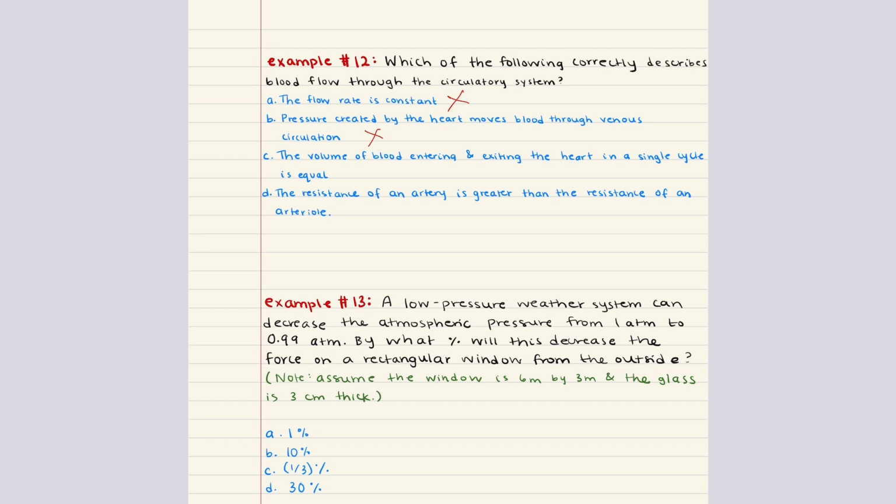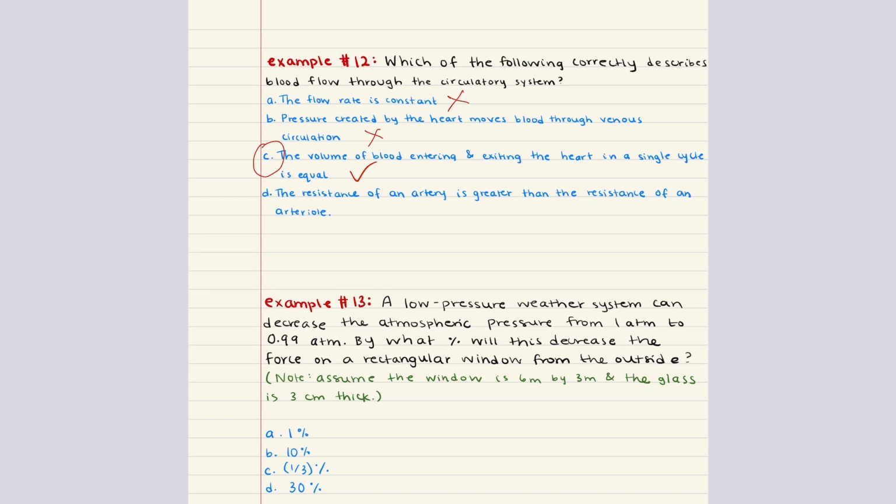C says the volume of blood entering and exiting the heart in a single cycle is equal. This statement is correct, and it's actually the correct answer for problem 12. In a closed circulatory system, the amount of blood that's entering the heart is going to be equal to the amount of blood pumped out by the heart. This is known as cardiac output, and it ensures that there's no net accumulation of blood in any part of the circulatory system. So C is our correct answer, but let's go over D as well.